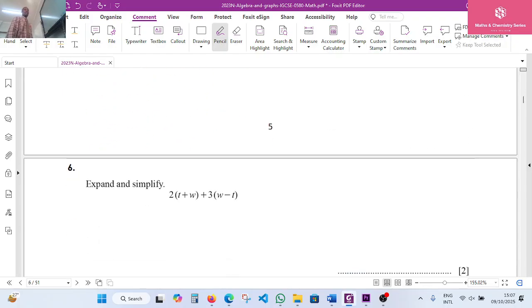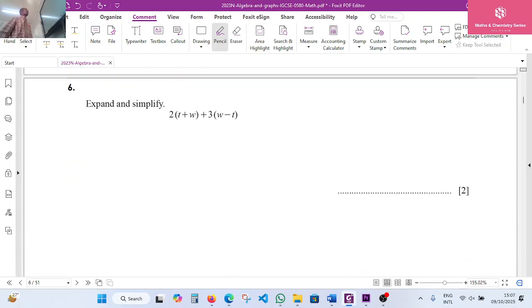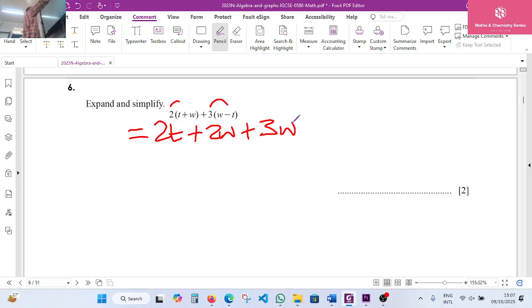Moving next, we are interested in expanding and simplifying again. But when we expand, we look at the coefficient or the term before the brackets. It will multiply all the terms that we find inside the bracket. For instance, in this case, 2 is multiplying 3 plus w. In this case, 3 is multiplying 3 minus w. So our first step is to put an equal sign. So we say 2 times t gives us 2t, 2 times w gives us 2w, and on the next set, 3 times w gives us plus 3w, and 3 times minus t gives us minus 3t.